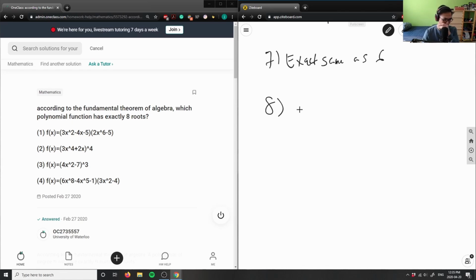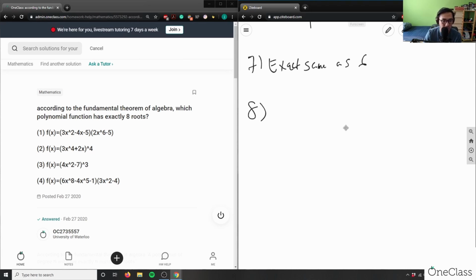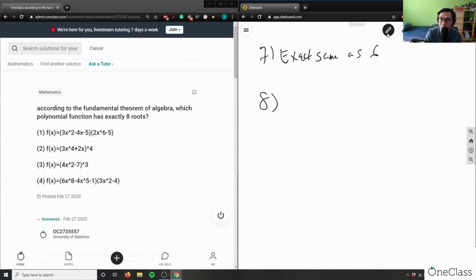So it says here, according to the fundamental theorem of algebra, which polynomial function has exactly 8 roots? So let's look at our functions. Let's look at number 1 here. It's asking the question, which function has 8 roots? So the polynomial has 8 roots. So let's look at A here.